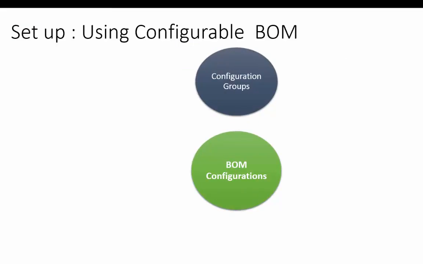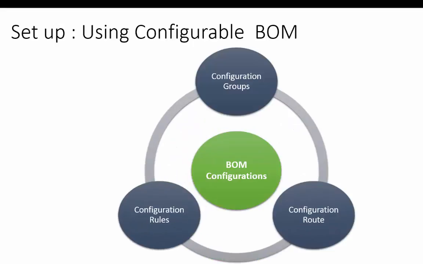To set up BOM configurations for an item, we must create configuration groups, configuration routes, and configuration rules. We will understand the objective of using each of these setup components and how they work together. Bicycle is sold in 3 different colors and sizes. We can either create a BOM version per color and size combination, or alternatively we can create a single configurable BOM.